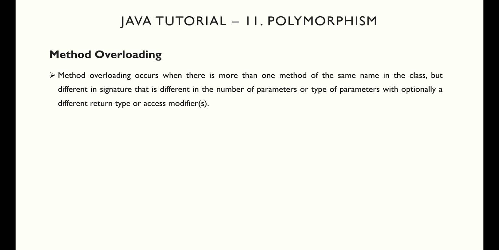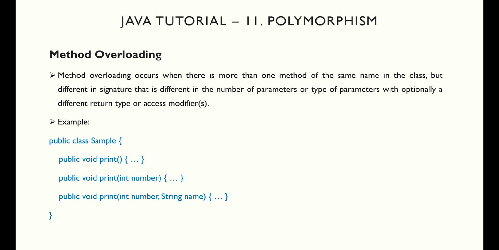Method overloading occurs when there is more than one method of the same name in the class but different in signature, that is, different in the number of parameters or type of parameters, with optionally a different return type or access modifier. Overloaded methods let you reuse the same method name in a class. Example.